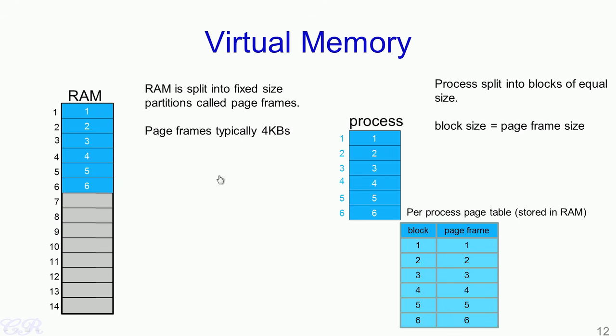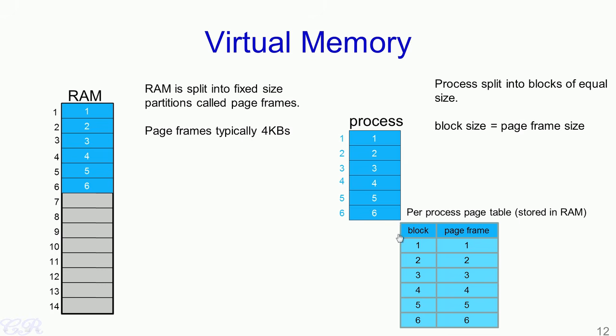Additionally, the operating system maintains a table. This table is also present in the RAM, though not shown here, and it contains the mapping from the process blocks to the page frames. For instance, here the mapping is very simple. Block 1 of the process gets mapped into page frame number 1, block 2 gets mapped to page frame 2, block 3 gets mapped to page frame 3, and so on.